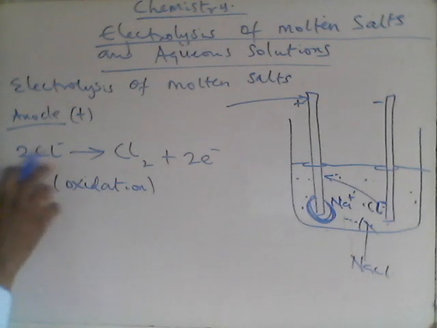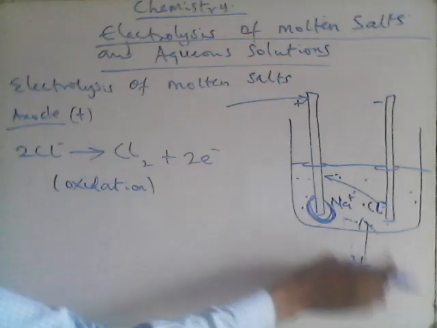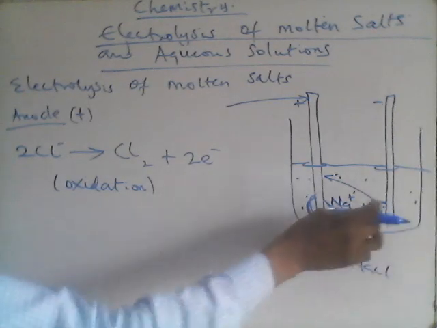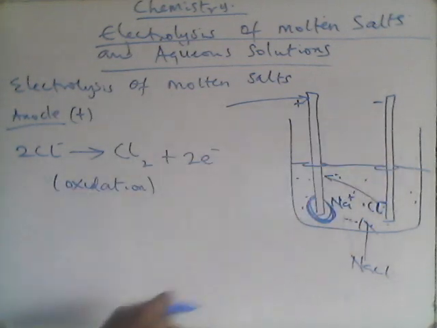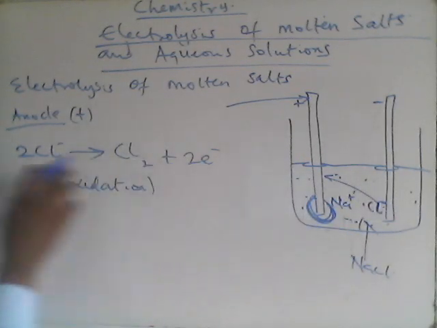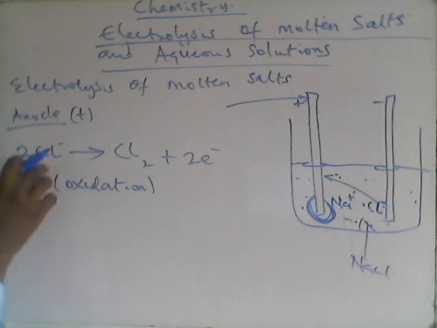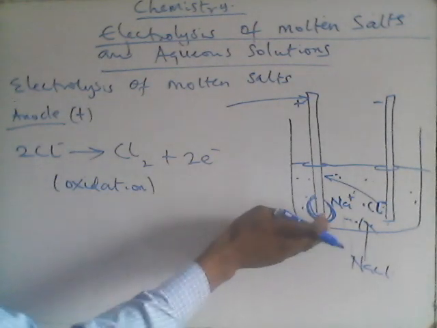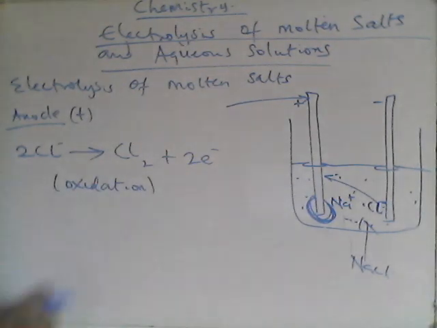Why? Because once electricity is passed, this sodium chloride is split into its constituents. You understand? So the negative one goes to the positive anode, and the positive one goes to the negative cathode. For the negative ion to go to the anode, it has gained electrons, because it is negative. So for it to become neutral and be deposited here as just chlorine, it has to lose electrons.